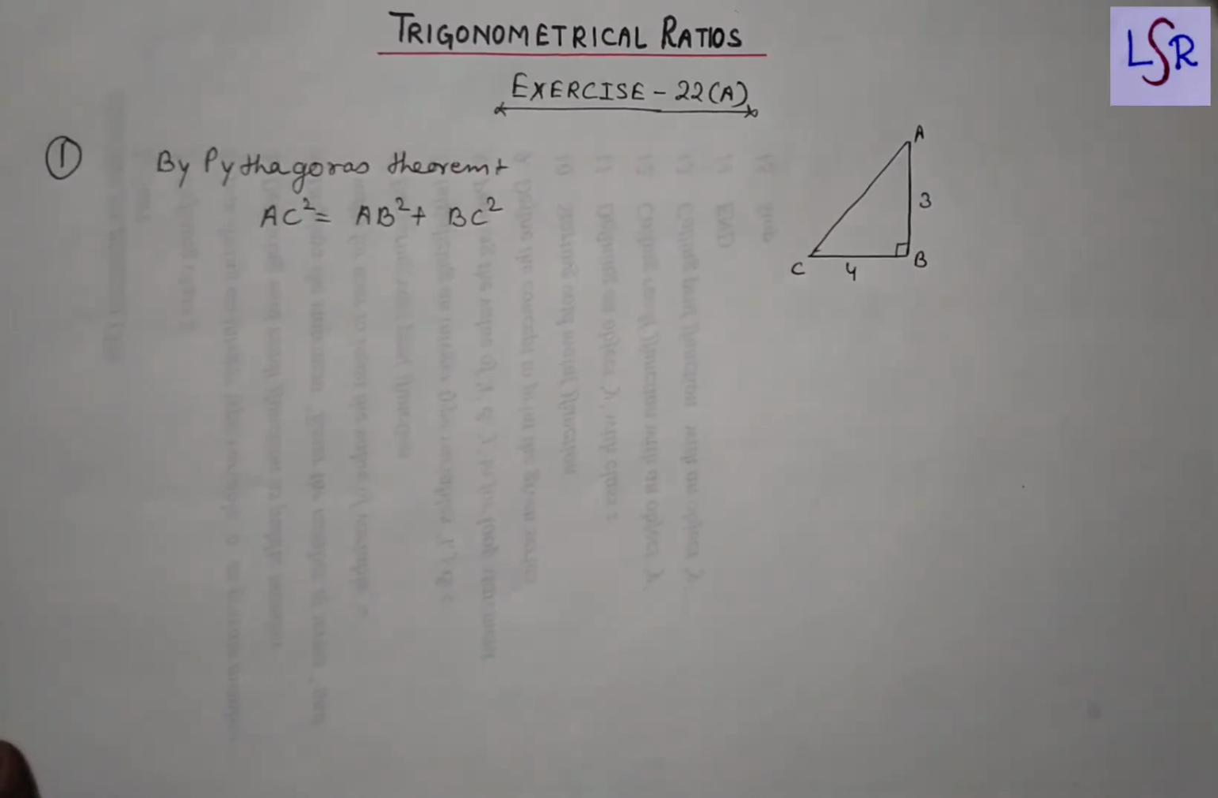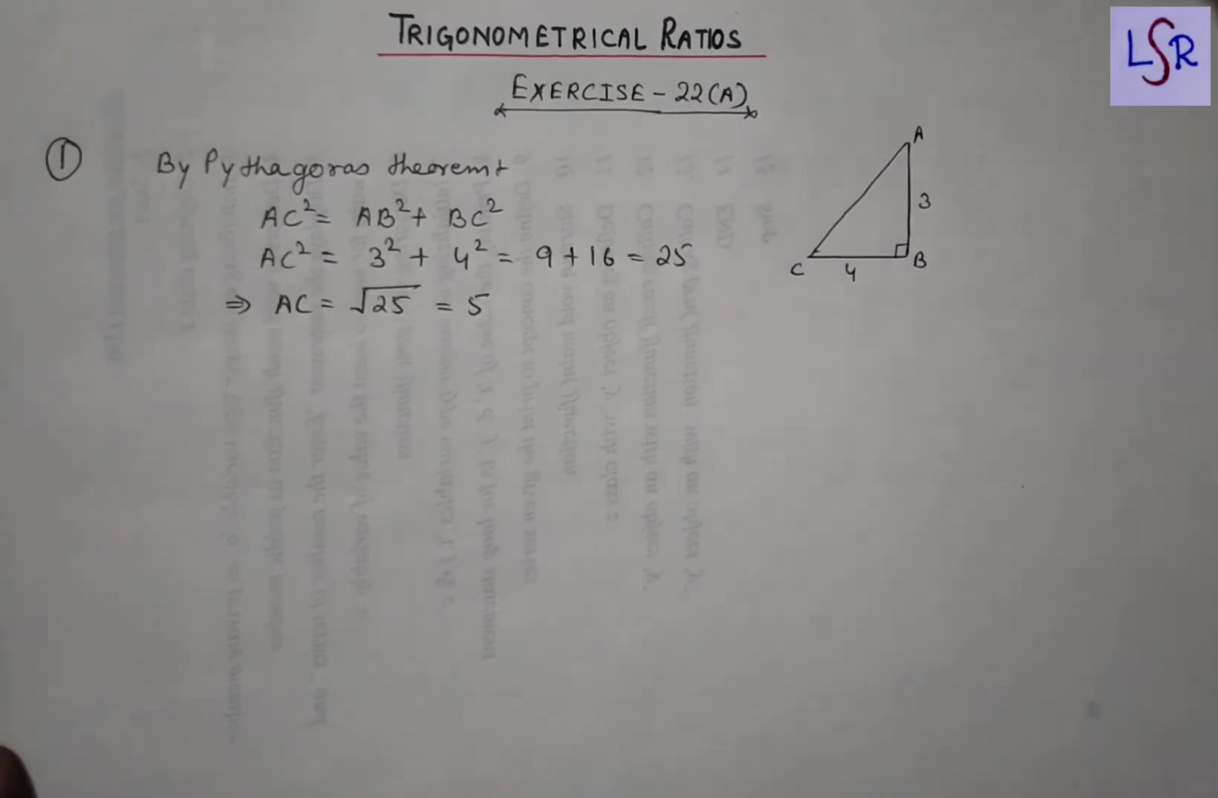By Pythagoras theorem we get AC square equals AB square plus BC square. Now we are going to place the values of AB and BC to find the value of AC, and by doing so, we have got the value of AC as 5. Now we'll go for the parts of the question.